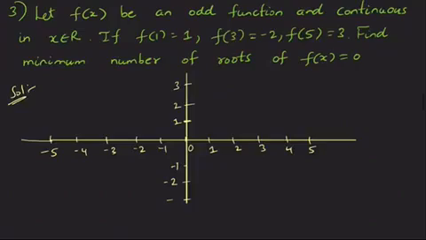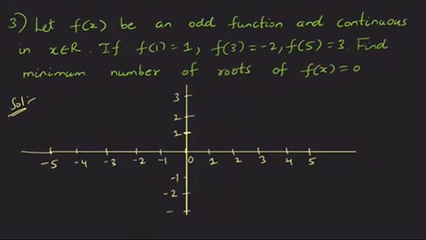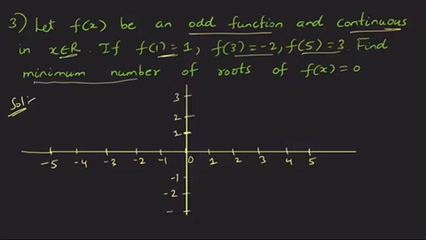This is an interesting problem. It's given that f(x) is an odd function and continuous for x belonging to R, and f(1) is given as 1, f(3) is minus 2, and f(5) is 3. We need to find the minimum number of roots of f(x) equals 0. Now since f is an odd function, I can say that f(minus 1) is minus 1 and f(minus 3) is 2. Similarly f(minus 5) is minus 3. This is because f is an odd function.